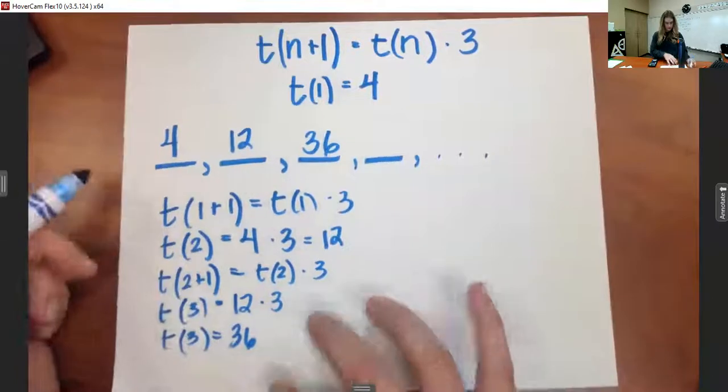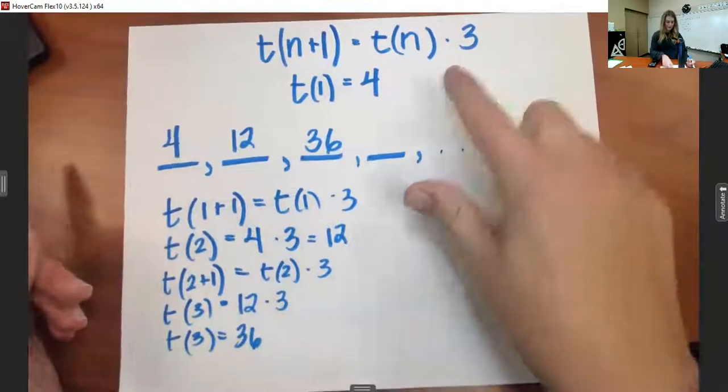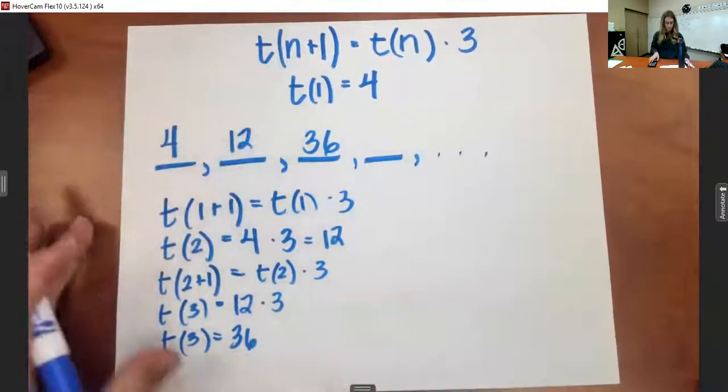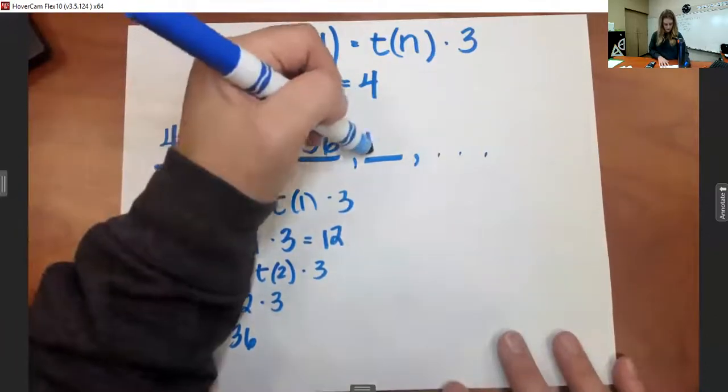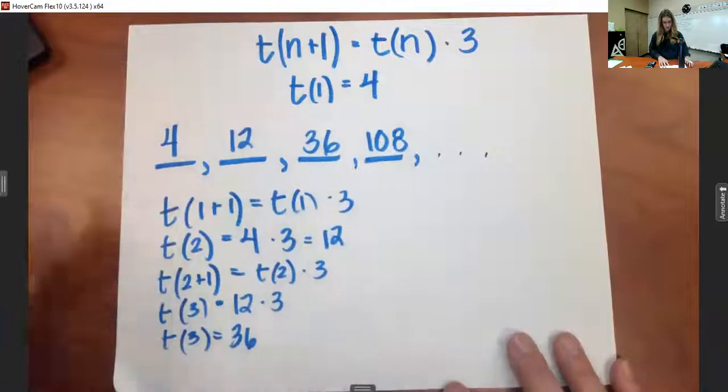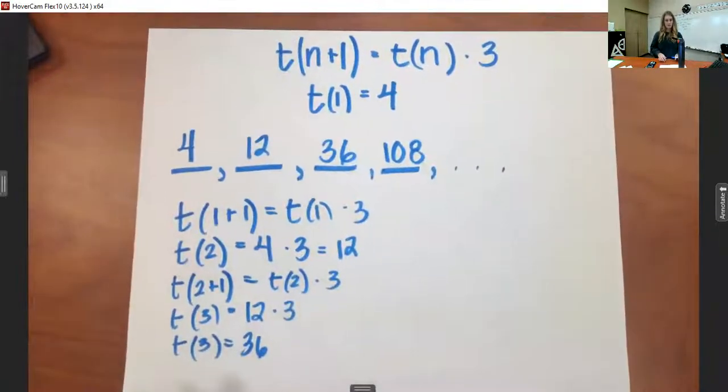All right, and then I continue the pattern. I know the multiplier. It's right here. So it's multiplying by 3. So 36 times 3 is 108. And those are your first 4 numbers in your geometric sequence. If you're still stuck, I recommend rewatching this video.